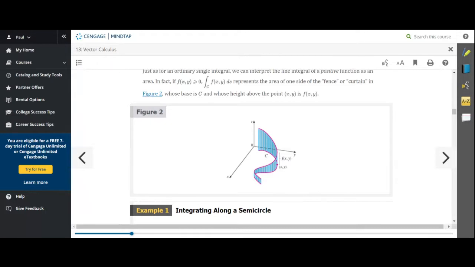Okay, now again, how's this going to relate to computing work? Well, we'll get there. But let's just, are there any questions moving forward here? Any questions right now?